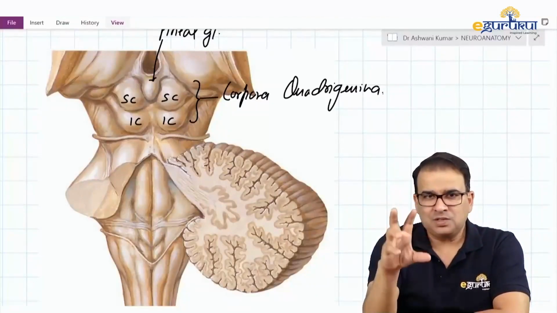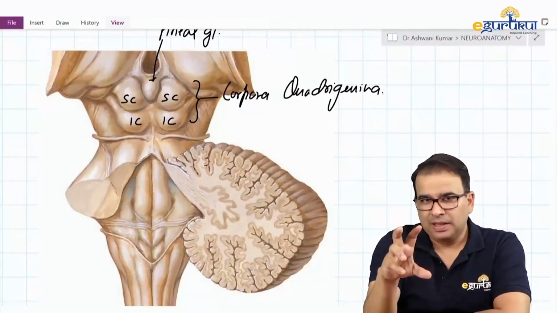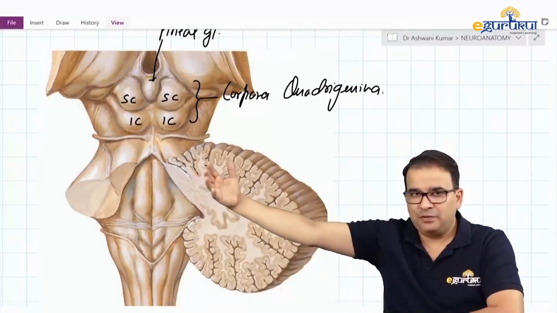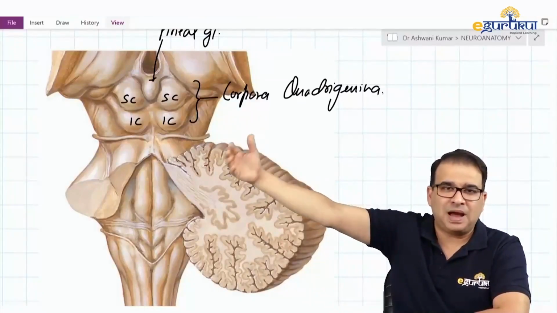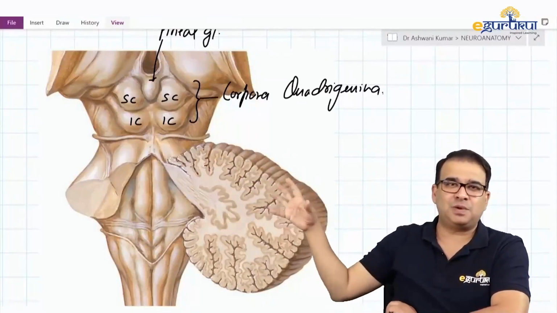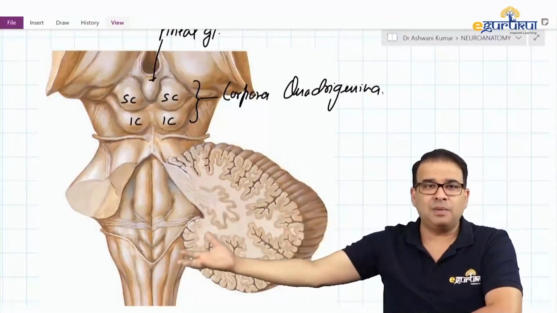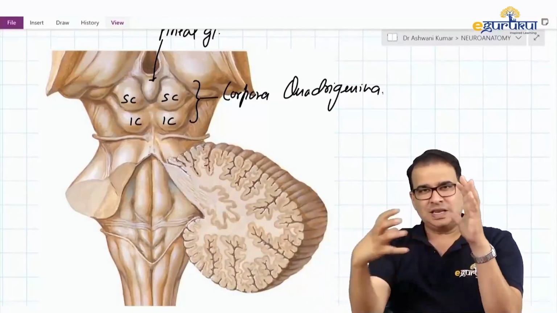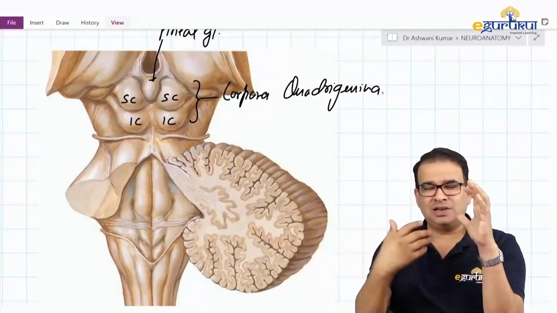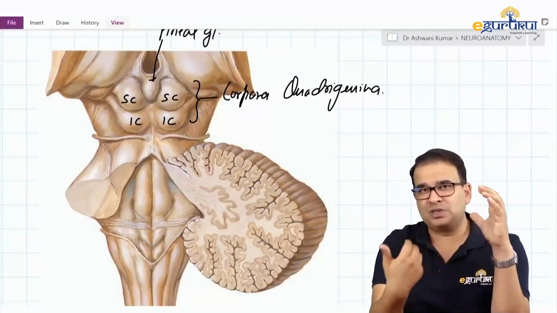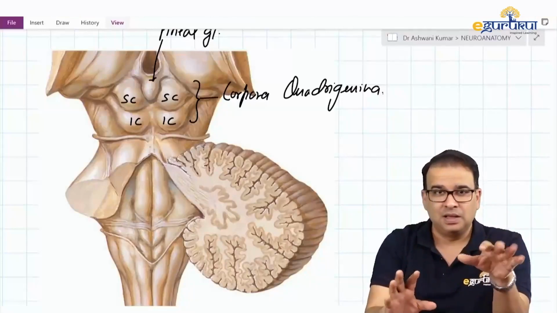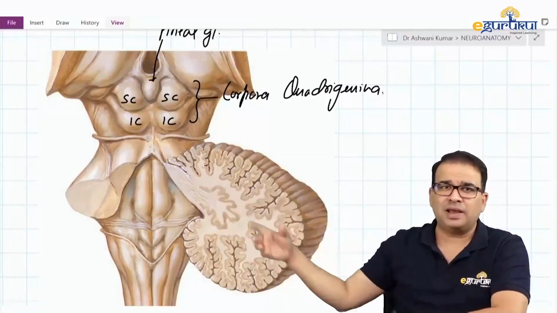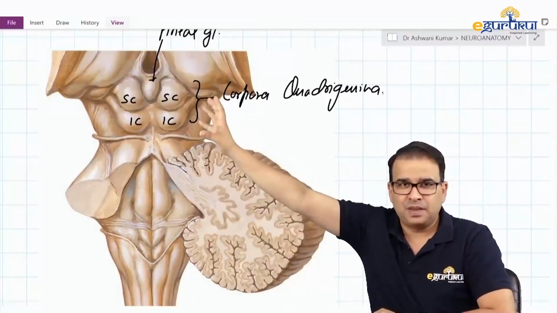And what is also to be understood from here is that even if you remove the cerebellum, the midbrain is not going to get affected, because behind the midbrain there is no cerebellum. The cerebellum is present behind the pons and upper medulla. So removing the cerebellum from the brainstem, you're literally distorting the dorsal or posterior aspect of the pons and upper medulla oblongata, but not the midbrain. So if the cerebellum is there or not there, this portion is still intact.